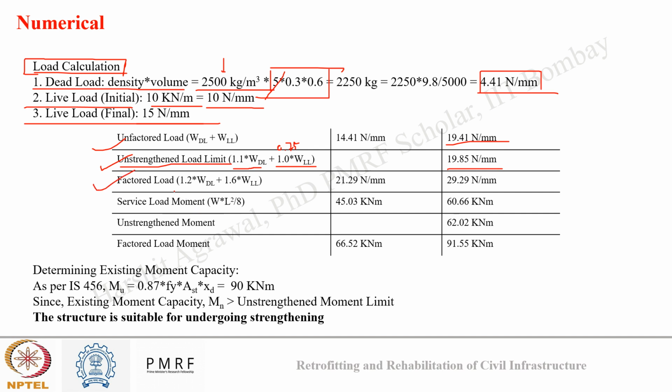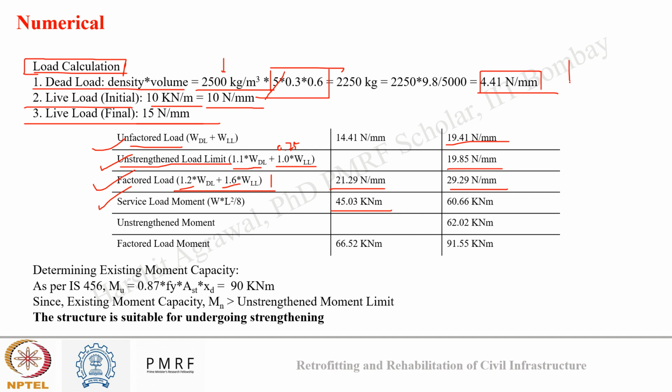Now I can calculate factored load simply by taking the factors as per IS code. So it will come out to be 21.29 before strengthening and before load increment, and 29.29 after load increment. We can calculate the service load moment based on this unfactored load. It will come out to be this value.